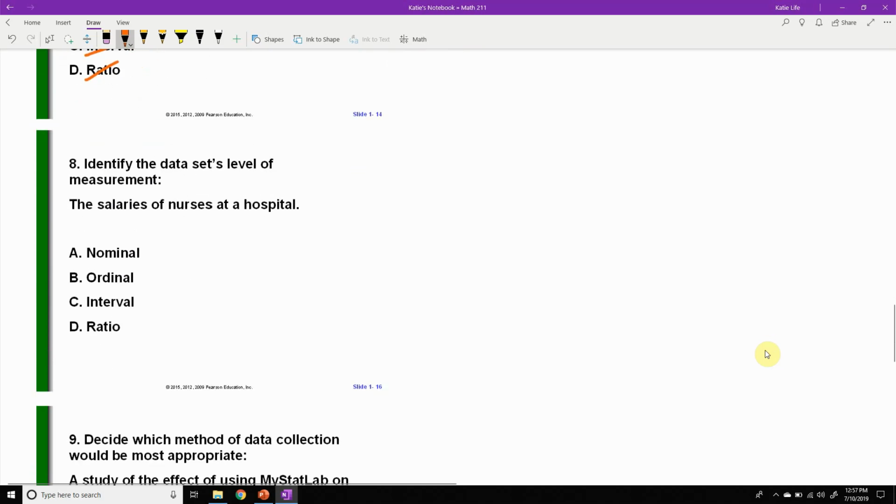Number 8, identify the data set's level of measurement. Salaries of nurses at a hospital. Well, differences between salaries have numerical meaning, right? Some person makes this much money, another person makes this much money, and finding the difference between those two salaries has a meaning of $10,000. So I know I'm already at either the interval or the ratio level.